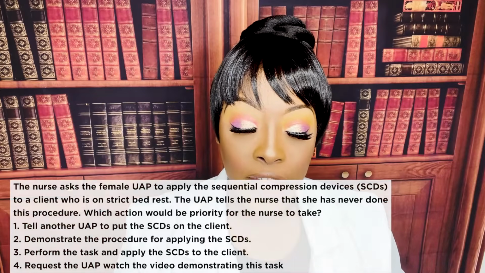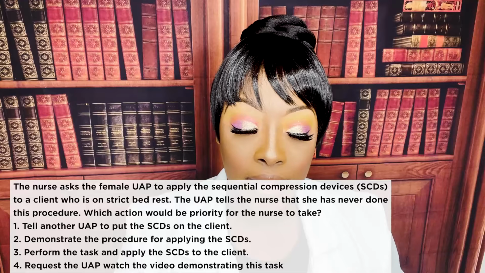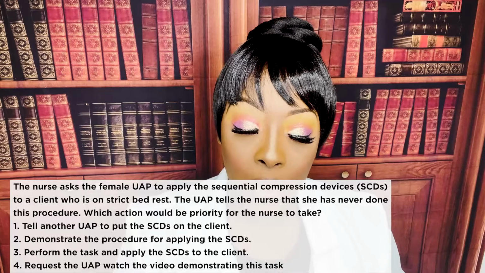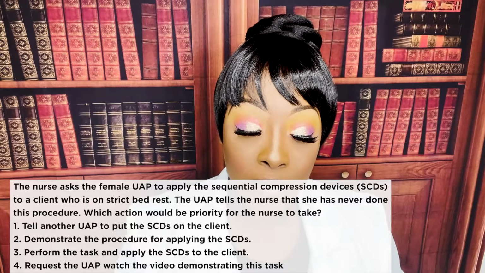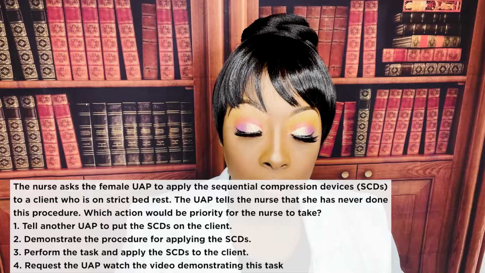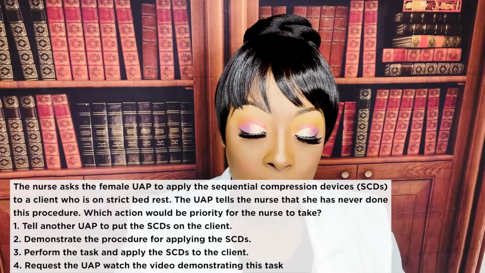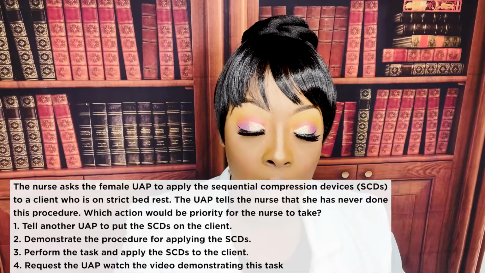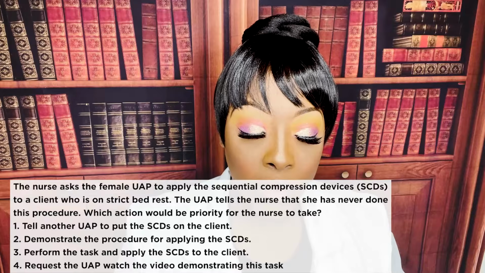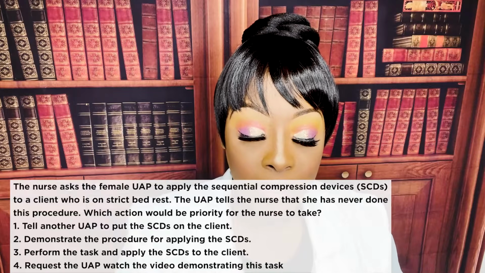The nurse asked the female UAP to apply SCDs to a client who's on strict bed rest. The UAP tells the nurse that she's never done this procedure before. Which action would be a priority for the nurse to take? 1, tell another UAP to put the SCD on the client. 2, demonstrate the procedure for applying SCDs. 3, perform the task to apply SCDs to this client. Or 4, request a UAP watch a video demonstrating this task.